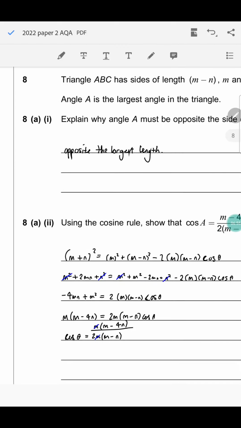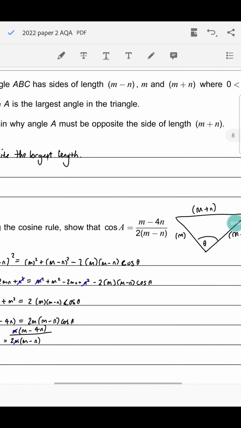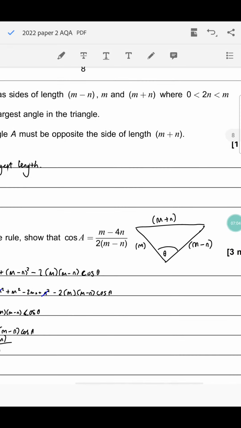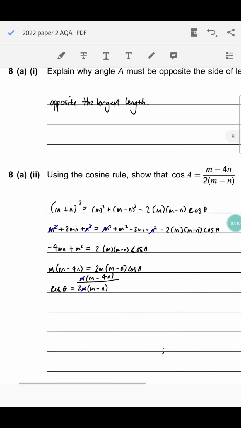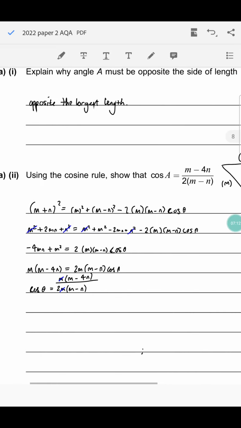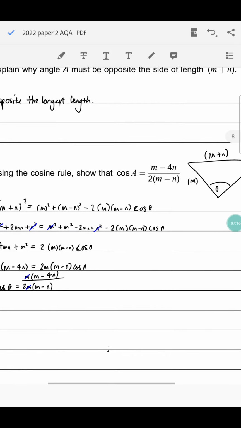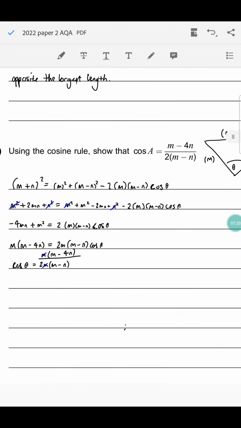Now question 8, we need to explain why angle A must be opposite the side of length m plus n. We know that m plus n is the largest side, so opposite it should be the largest angle. For the second part of the question, we need to use the cosine rule to show that cos of A is equal to m minus 4n over 2 bracket m minus n. I used cos theta, but it's meant to be cos of A.